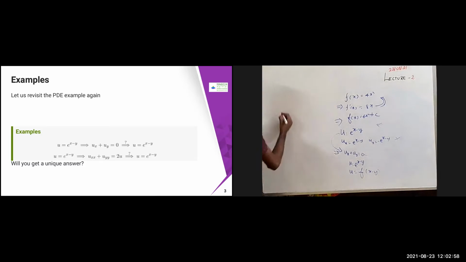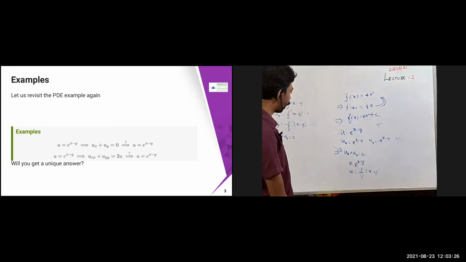So u equal to f of x minus y means ux is going to become f dash of x minus y, into 1 since I have differentiated with respect to x. uy is going to become f dash of x minus y into minus 1. So this is going to be minus f dash of x minus y. If I sum these together, ux plus uy is going to become 0, because this is positive and this is negative.